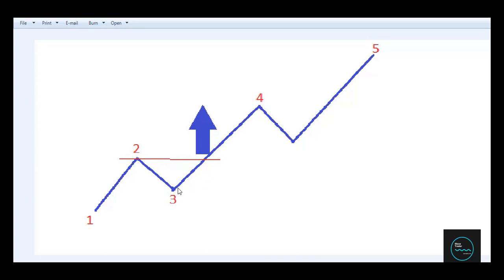Most times the third wave is the longest wave. Sometimes it's the fifth wave, but most of the time the third wave is the longest wave. We call it an extension.